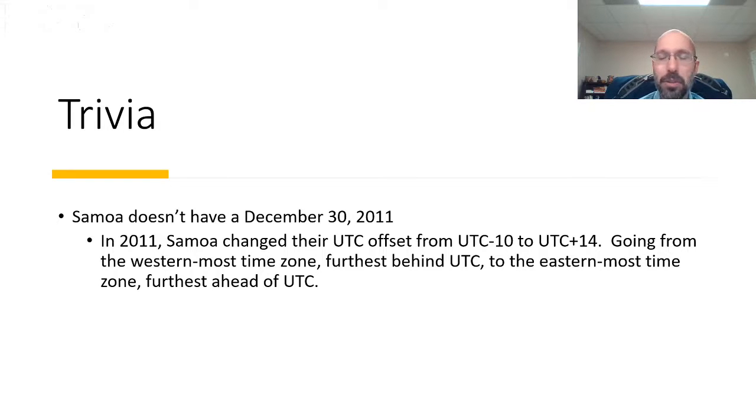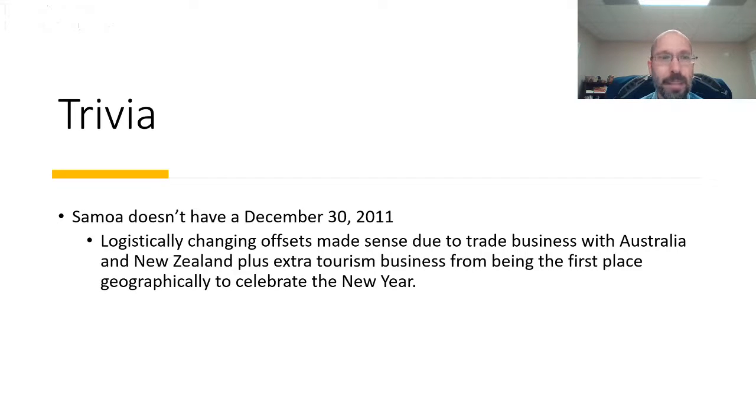So the story goes that in 2011, Samoa changed their time zone, their UTC offset, going from 10 hours behind UTC to plus 14 hours ahead of UTC. So they effectively went from the westernmost time zone furthest behind UTC to the easternmost time zone furthest ahead of UTC. Now, logically or logistically, this change made sense. Samoa does a lot of business with Australia and New Zealand.